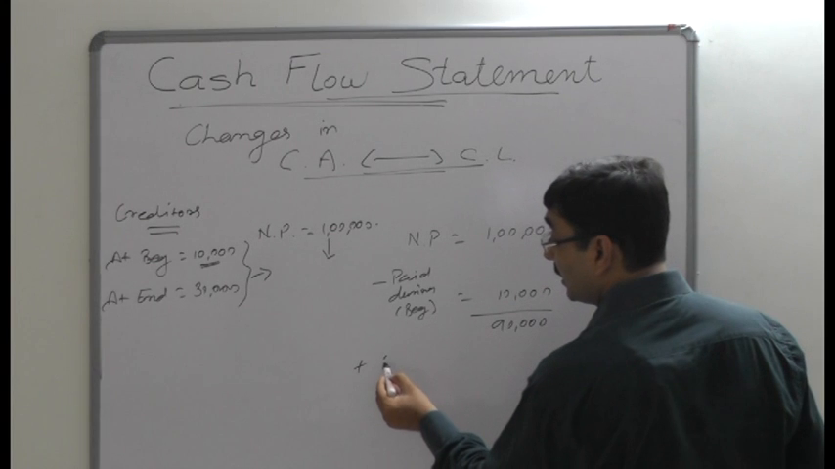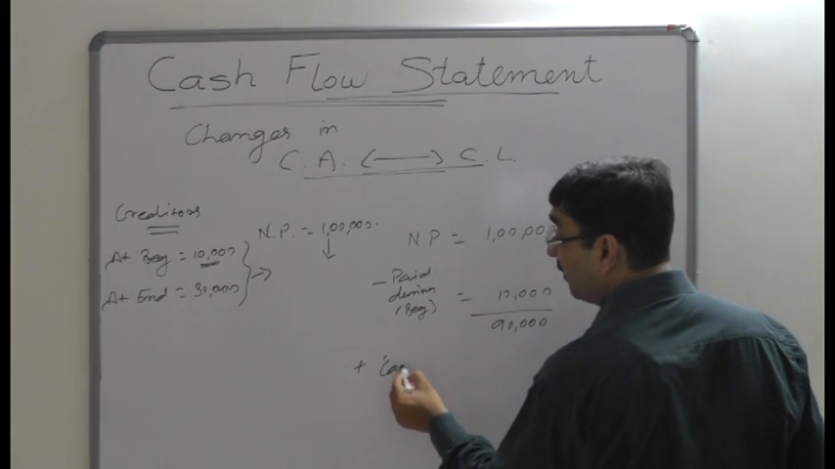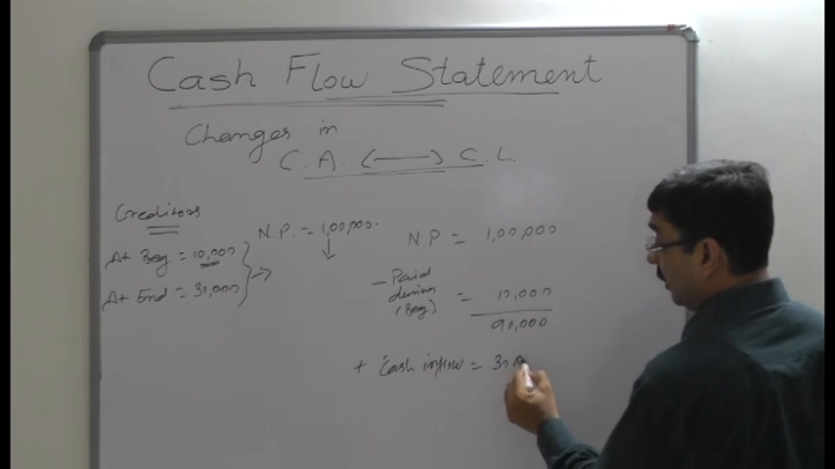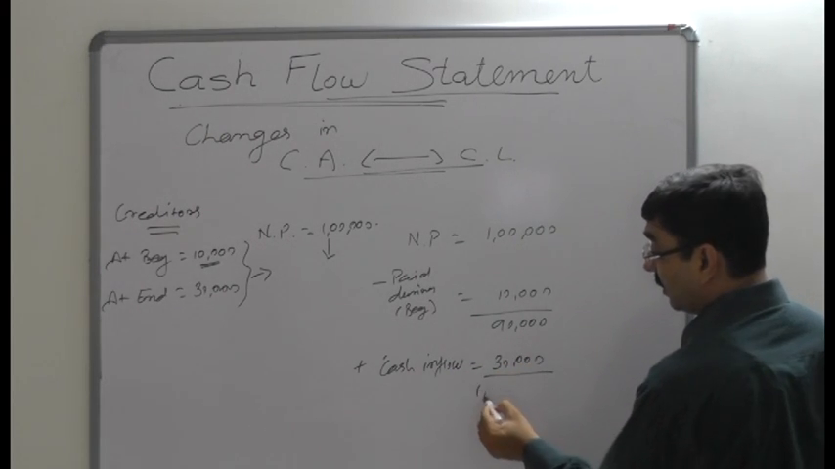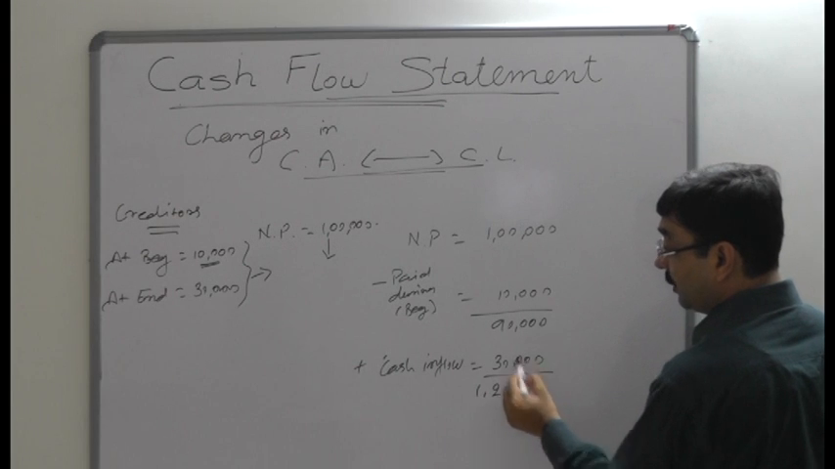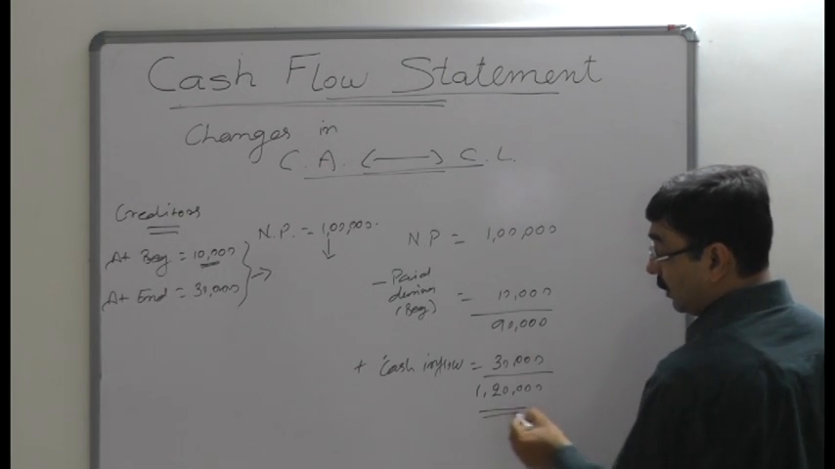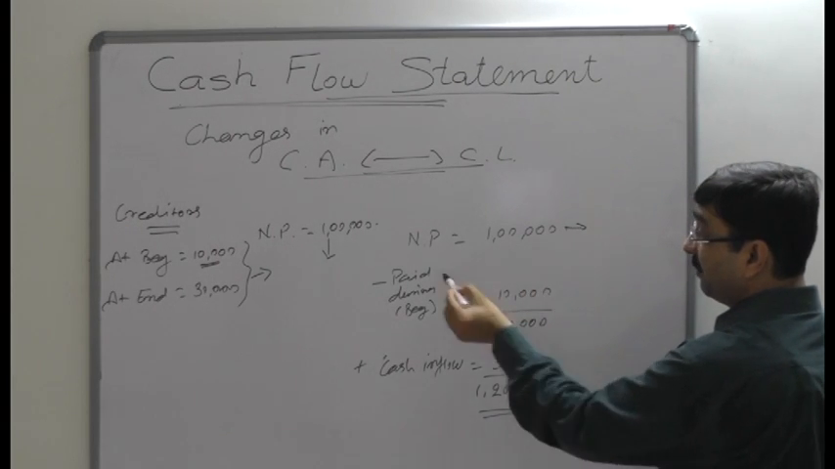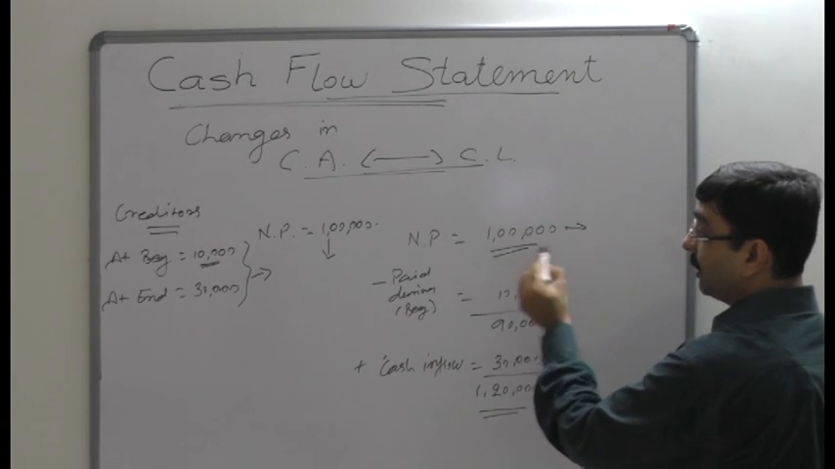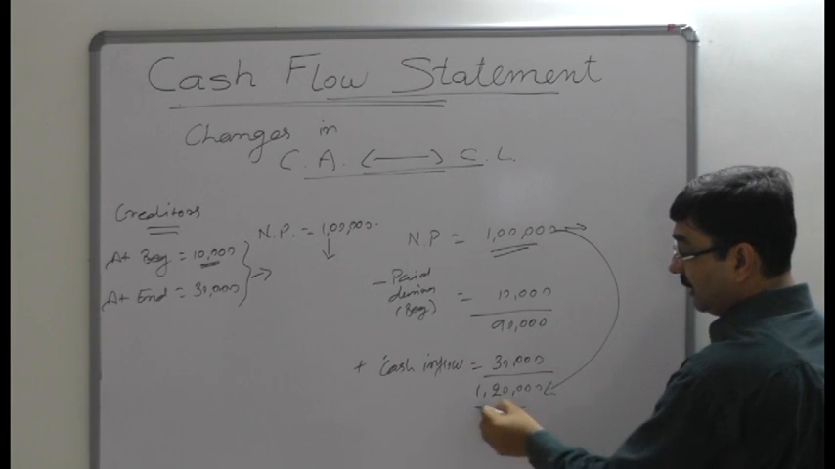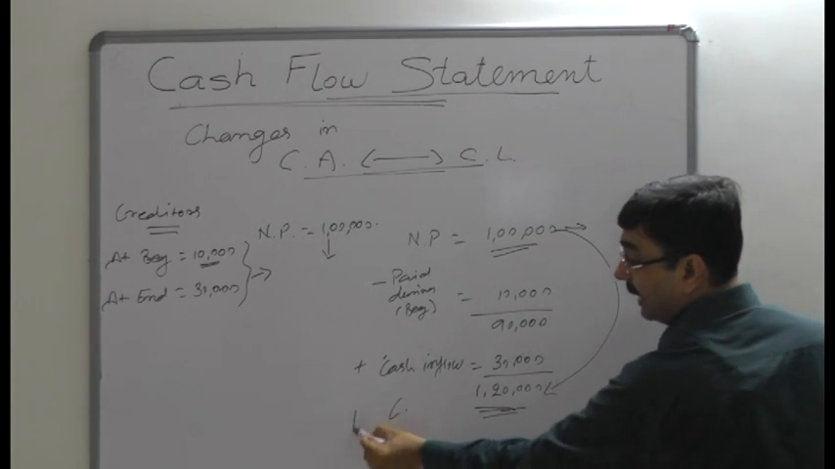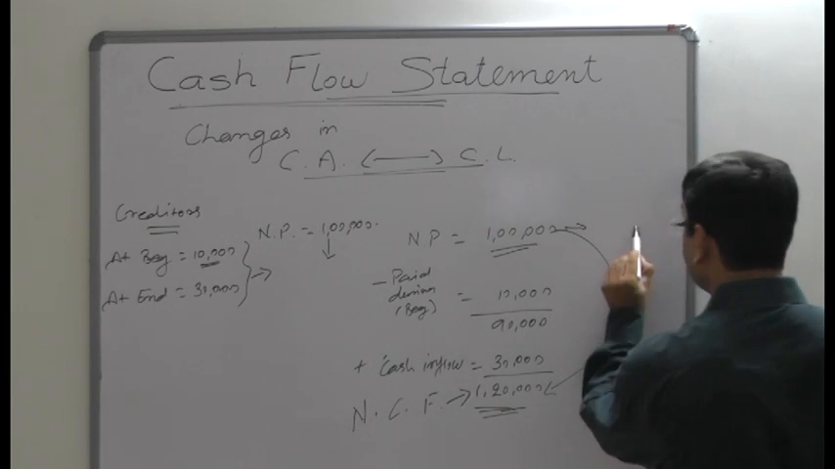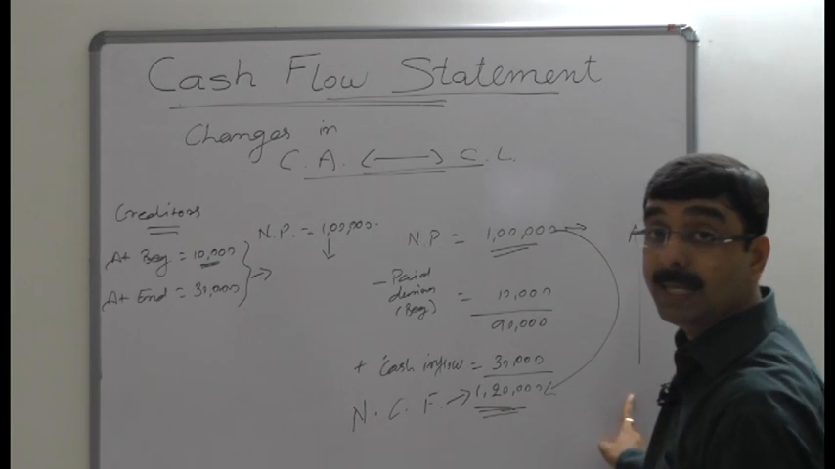In that sense, it actually shows a cash inflow of rupees 30,000 due to the credit purchase. It is added to your profit, and then the closing balance of your net profit is 1,20,000. Now see, the net profit before this transaction was 1 lakh rupees, and after this transaction the net cash flow is 1,20,000. That means your net cash flow is increasing.